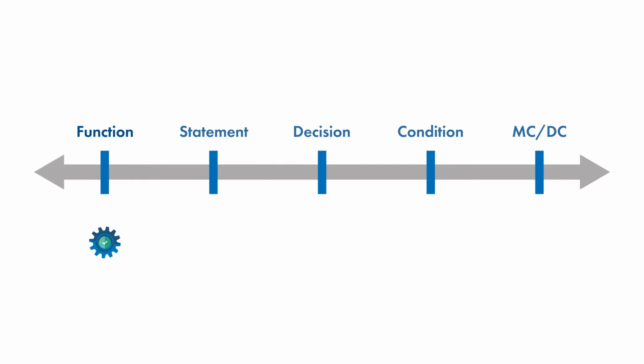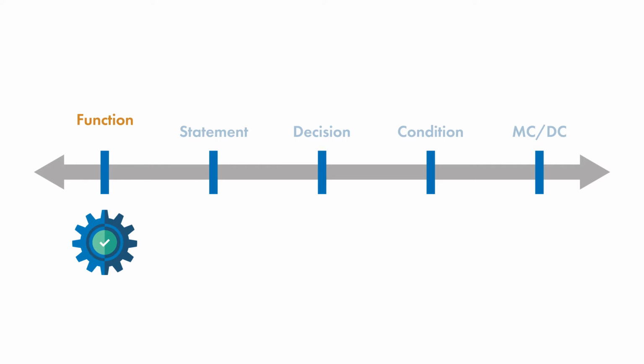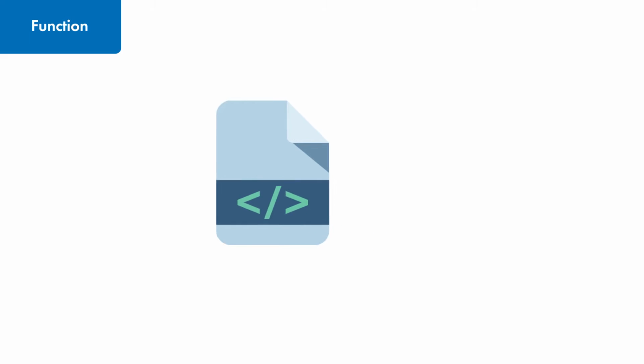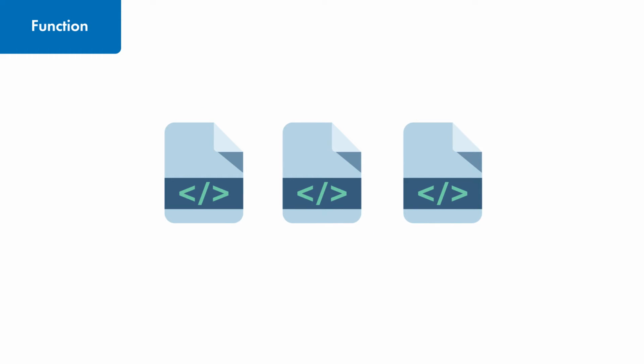The simplest code coverage metric is commonly called function coverage. This metric measures how many of the functions and object methods in your project have been executed at least once by your suite of tests. Achieving 100% function coverage ensures each major component of your code has been touched by your tests at least once. But it doesn't mean all the code in those components has been executed.